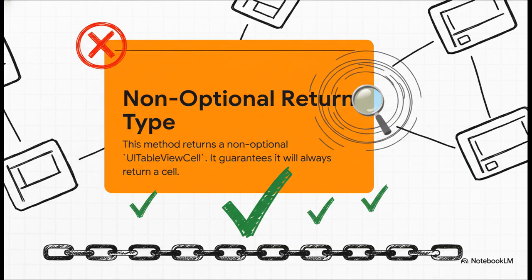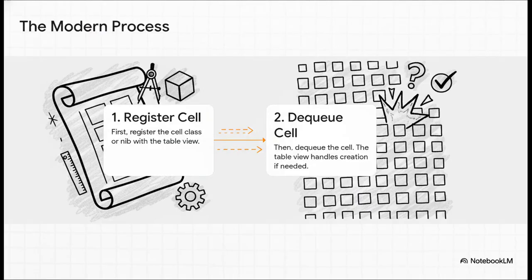And now, look at the return type. UITableViewCell. Notice what's gone? The question mark. This method makes a rock-solid guarantee. It says you call me, you will get a valid, ready-to-use cell back. Every single time. No nil, no crashes, no extra checking for you to do. It just works.